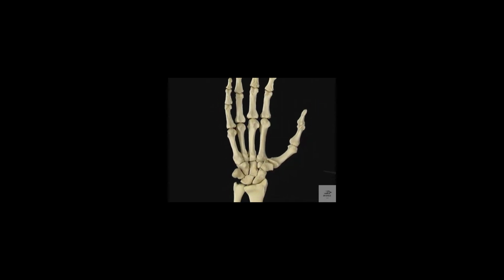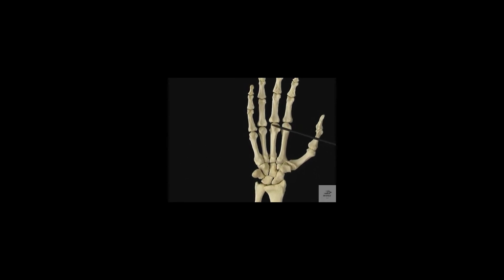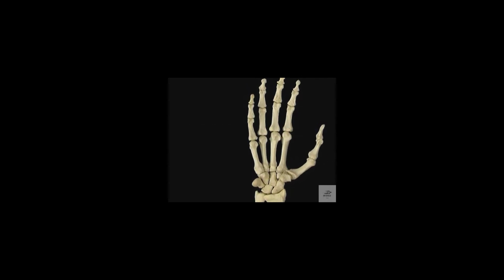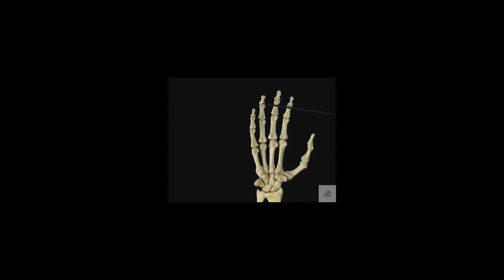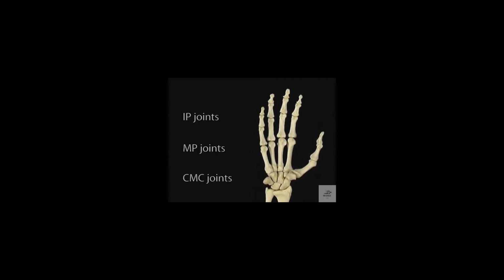The joints of the hand have long names. The joints between the carpus and the metacarpals are the carpo-metacarpal joints. The joints between the metacarpals and the proximal phalanges are the metacarpophalangeal joints. The joints between the phalanges are the interphalangeal joints, proximal and distal. We'll often refer to these joints as CMC joints, MP joints, and IP joints for short.